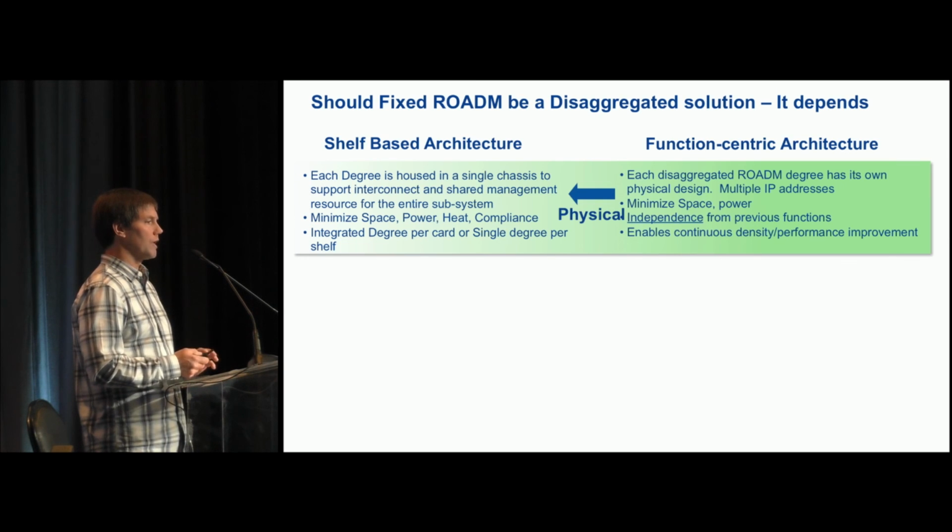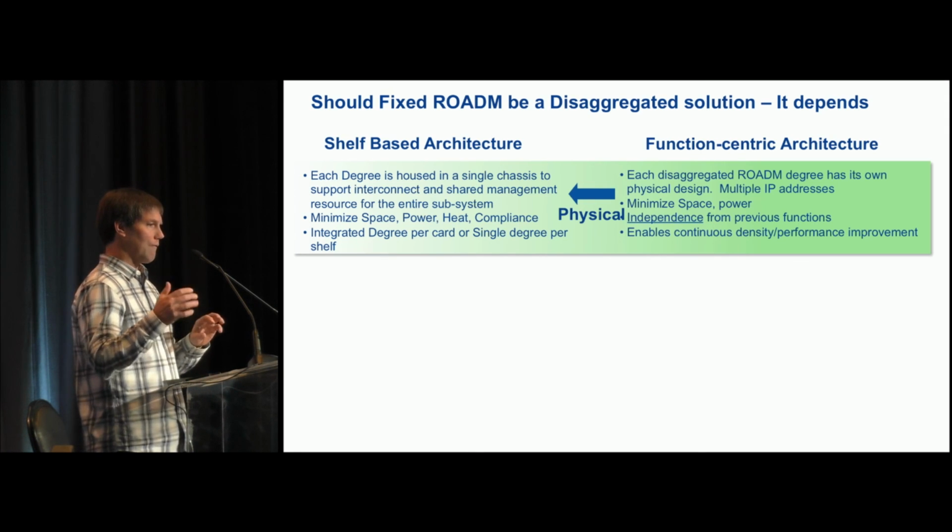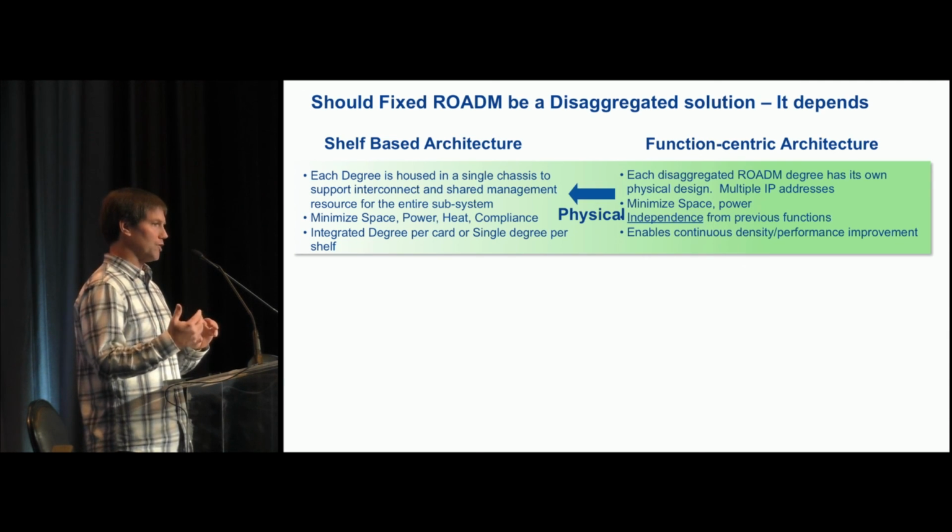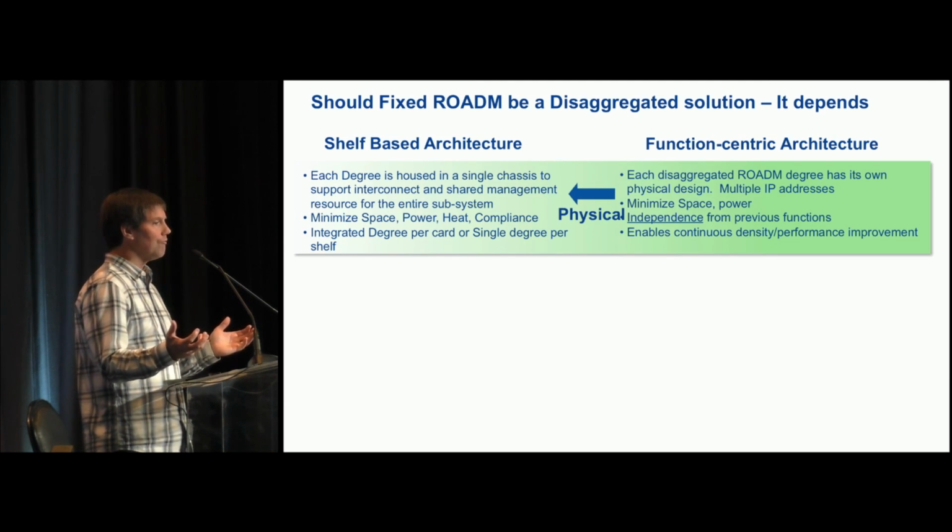If I'm looking at something that's 2 degrees, 4 degrees, 6 degrees, having all those ROADM cards sitting in a single shelf with a single set of controllers to manage all of them, I'm actually better off from a physical perspective than having each of those ROADMs be an individual box, and then having to figure out how to manage each of those separate 4 to 8 boxes, and having them communicate, assuming there's a communications channel between them, so they know they're connected to each other to support that functionality.